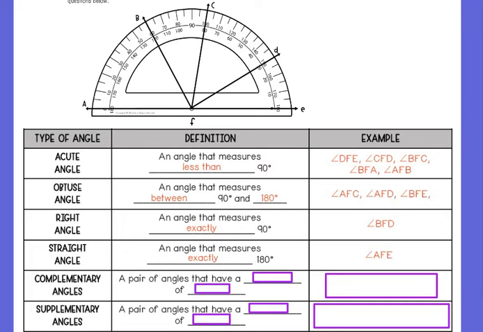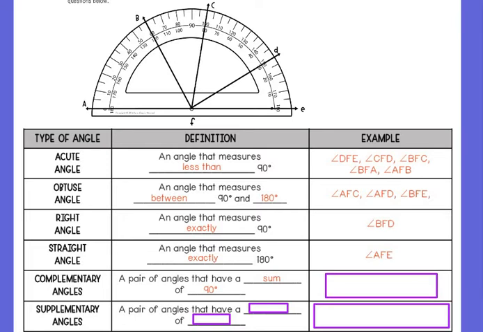Okay, so our two new words are complementary and supplementary. These are our two new 7th grade words that you have probably not heard before. Complementary is a pair of angles. Pair means two. So it's two angles that have a sum. What does sum mean? Add. So the definition of complementary is two angles that add up to 90 degrees.